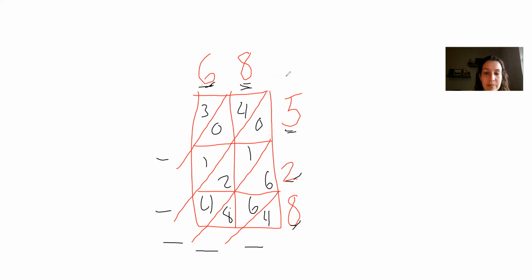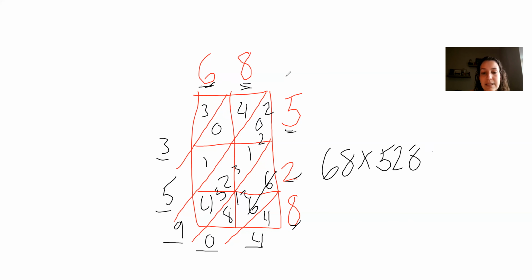So starting off from our bottom right corner, we have 4 plus nothing is 4. And then we have 6 plus 6 is 12. And then 12 plus 8 is 20. So ones place down here and carry the 2. So we have 2 plus 0 is 2. 2 plus 1 is 3. 3 plus 2 is 5, and then 5 plus 4 is 9. And then we have 4 plus 0 is 4, 4 plus 1 is going to get us 5, and then 3 plus nothing is 3. So our final answer for 68 times 528 is, oops, sorry. I'm not picking up my pen very well. We get that that is equal to 35,904.